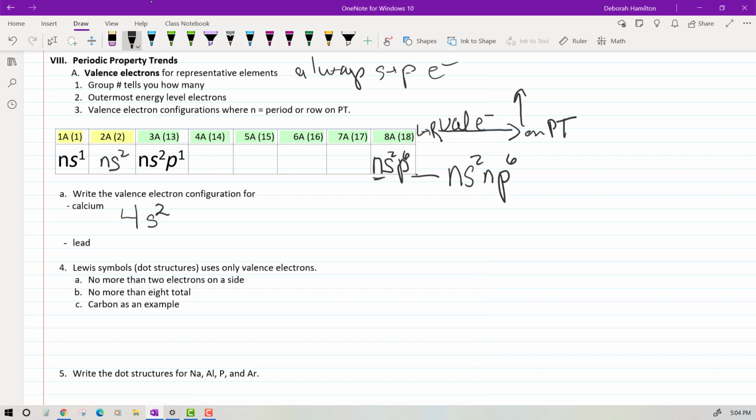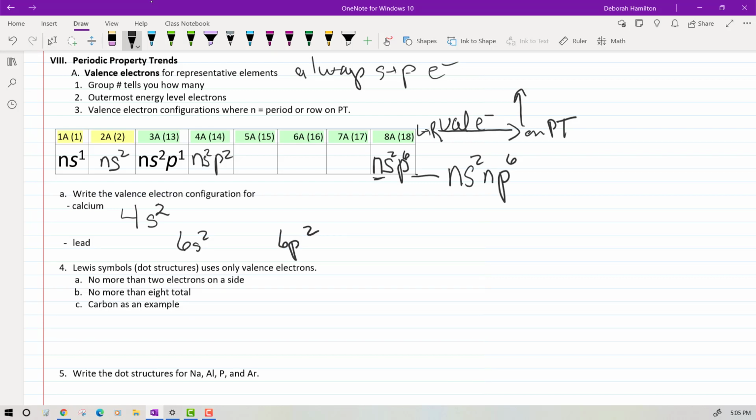Then if we do lead, lead is element 82 on the periodic table. It's on row 6, and it happens to be in group 14 or 4A. So it's going to be here in the generalized formula, ns2 np2. For lead, it's going to end in row 6, so it'll be 6s2, and then I'm going to make a space here because you'll see why. Maybe you can guess why.